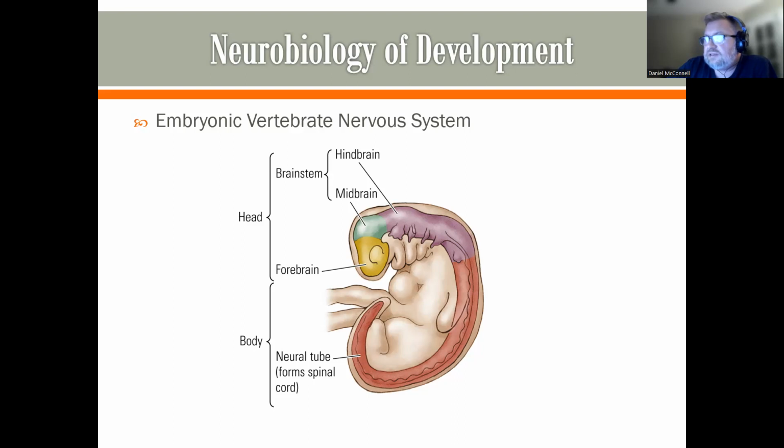This is not yet quite the case at this particular stage of embryonic development. But what is the case, you might notice, is that the head region of the embryo is quite large in comparison to the rest of the body. So the head does include the brainstem as well as the forebrain. And the head can be as much as 50% of total body length at an early stage of embryonic development. And this shows us something here.